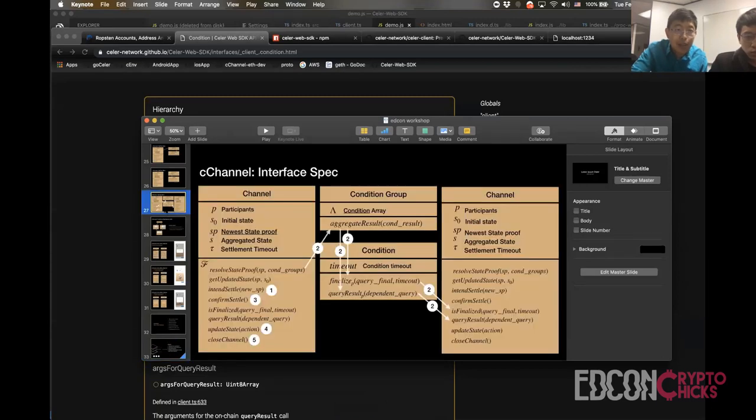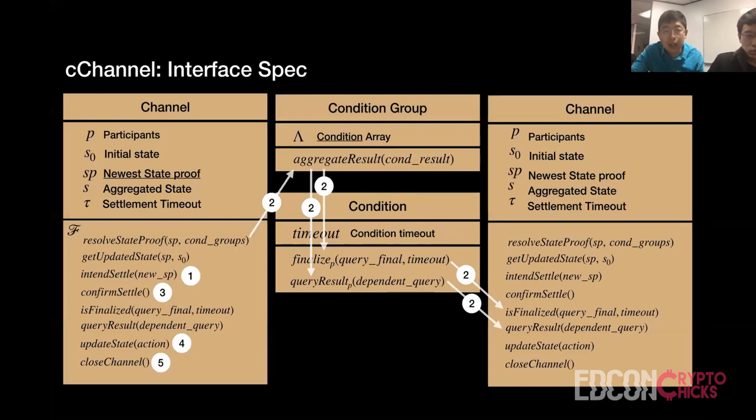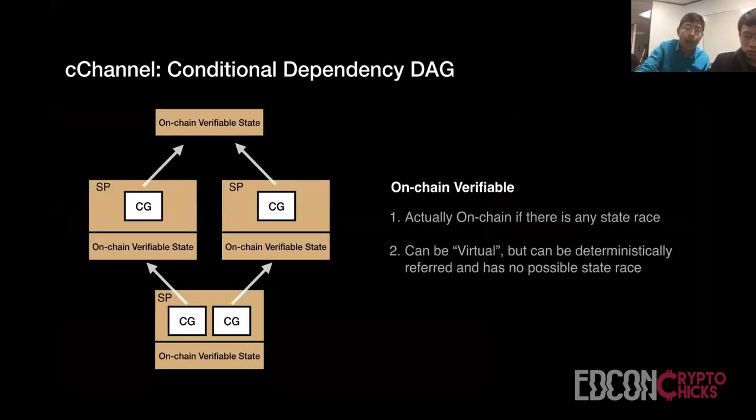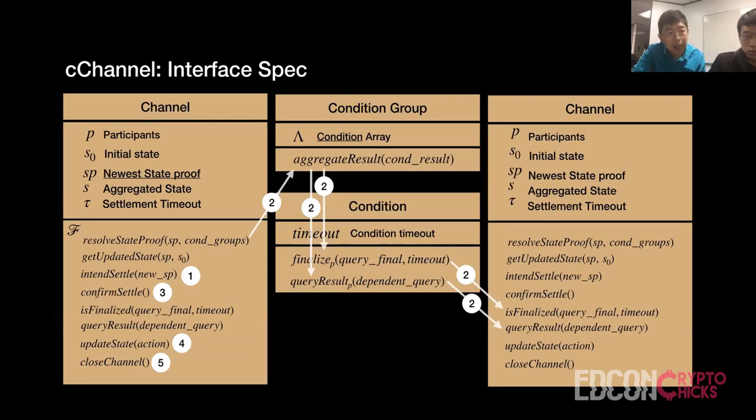So if you look at the slides, for each channel, you have to have something called isFinalized. What isFinalized means is whether the state channel actually has been finalized or not, meaning that all the results in the state channel have been finalized and there is not going to be any further update about this state channel, right? So you're also going to have interfaces like intent settle and confirm settle.